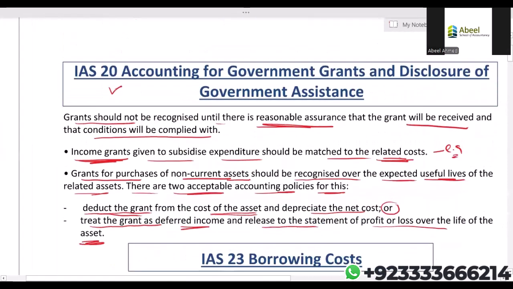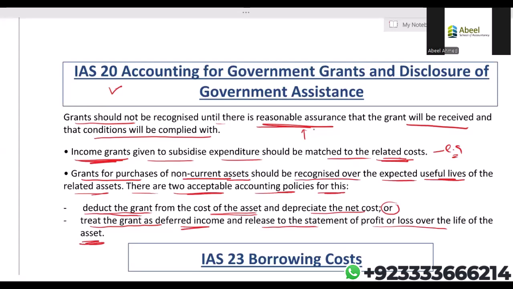Another thing, look at this. Grants should not be recognized until there's reasonable assurance. Students, always remember one point. You will start applying IAS 20 when there's reasonable assurance that you will be receiving the grant and the conditions will be met. It does not mean that only when you have received the grant will IAS 20 apply. No. IAS 20 will apply when there's reasonable assurance you are going to receive the government grant. It means you may make a first entry of government grant receivable debit, and the second entry, let's say, deferred income credit.